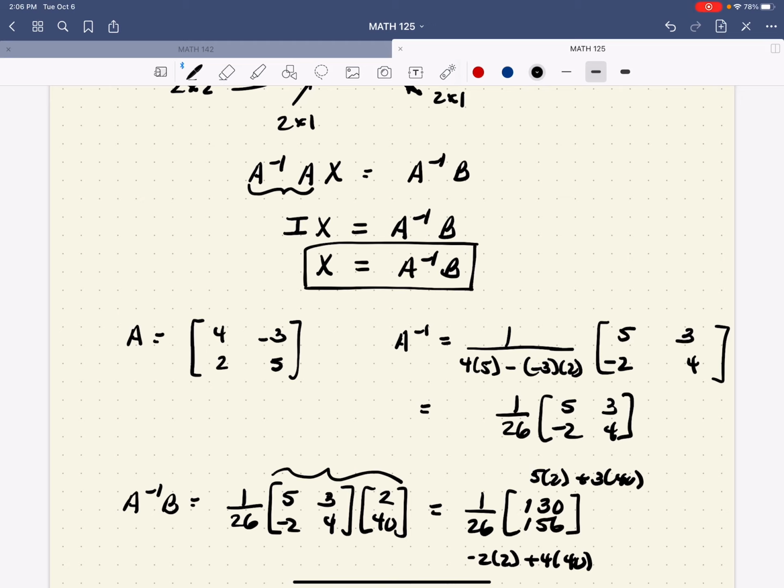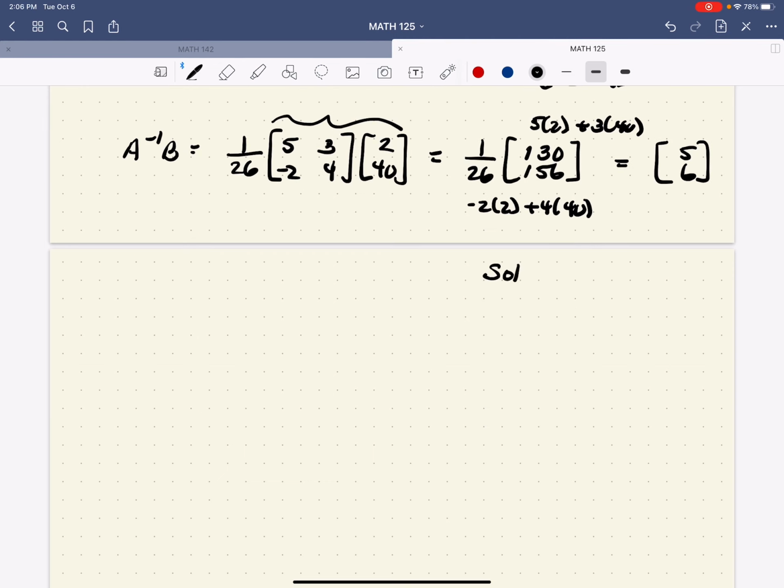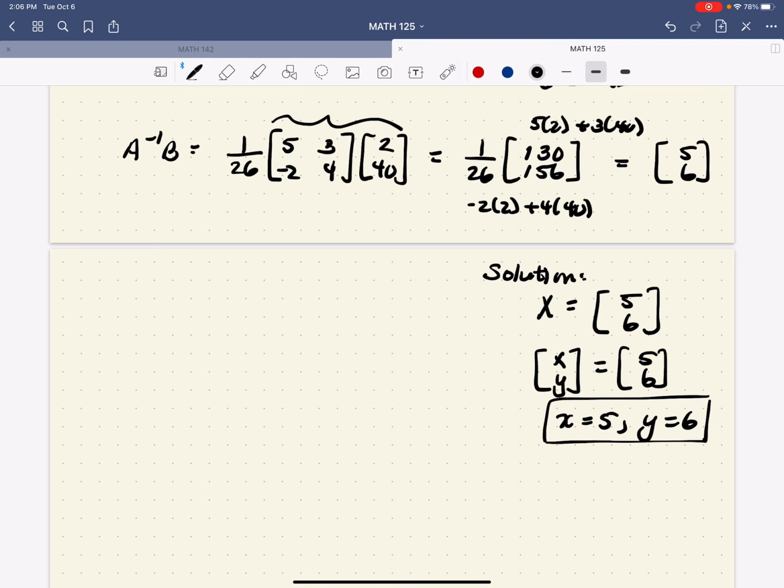If we multiply the 1 over 26 in, or basically just divide everything by 26, because that's really what's happening, we get 5, 6. So that means my solution is X equals [5; 6]. But remember that X was the matrix [x; y]. Bad habit, I always want to write that as a fraction, but it's not. This means that x equals 5 and y equals 6, and there's our solution. So there is solving a system with matrices.